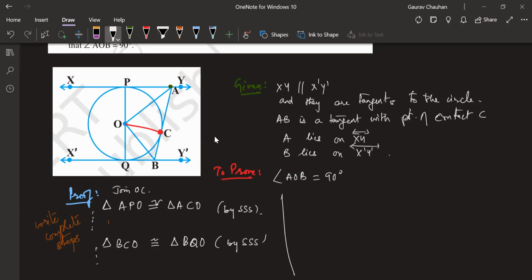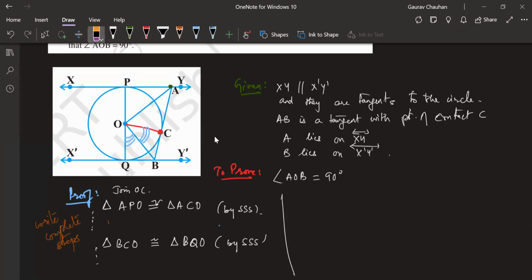Now join O. So from this congruence, remember, what is my final goal? The final goal is to prove that this angle is 90 degrees. Now, by CPCT, I'm getting that this angle and this angle are equal from the first triangles. From the second ones, by CPCT, I'm getting this angle and this angle are equal. Everyone okay with this?